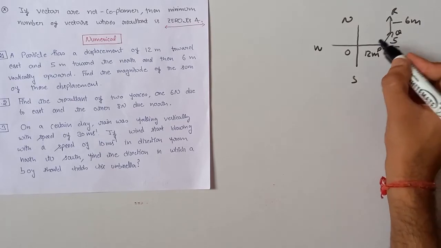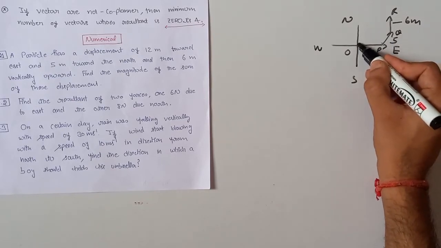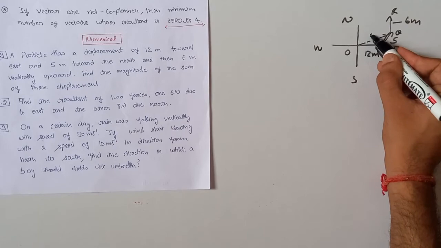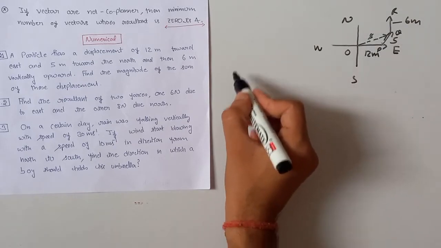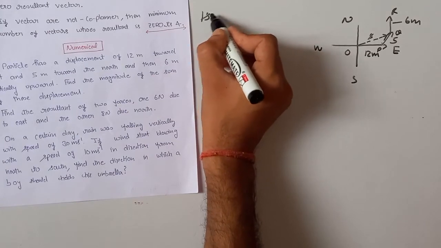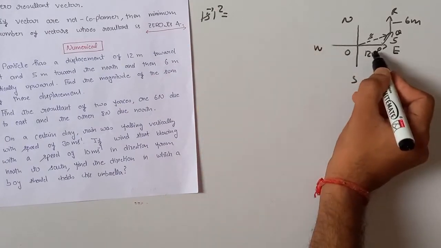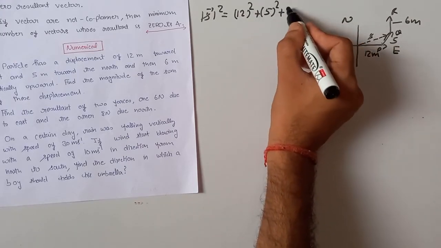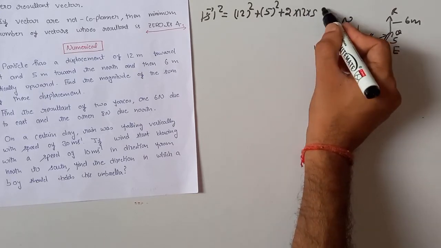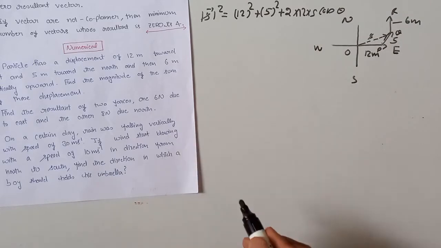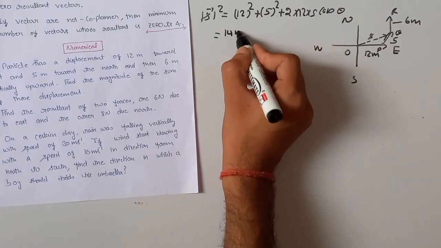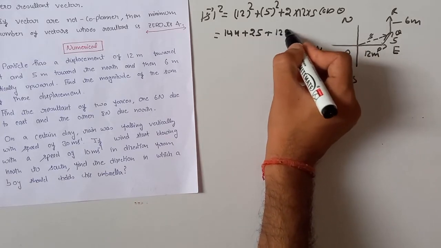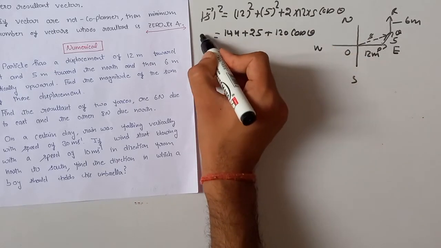First of all, we have to calculate the resultant vector of P and Q. Let this be denoted by S. We know the formula: S squared is P squared, here 12 squared, plus Q squared, here 5 squared, plus 2PQ cos theta, 2 into 12 into 5 into cos theta, which is 144 plus 25 plus 120 cos theta.